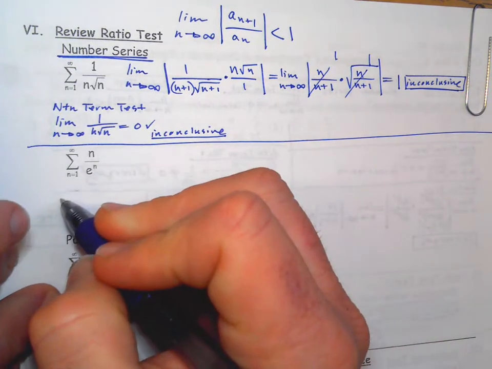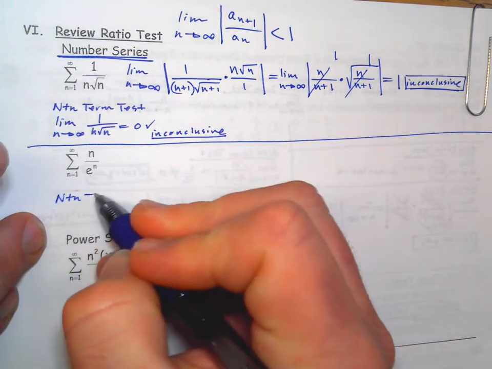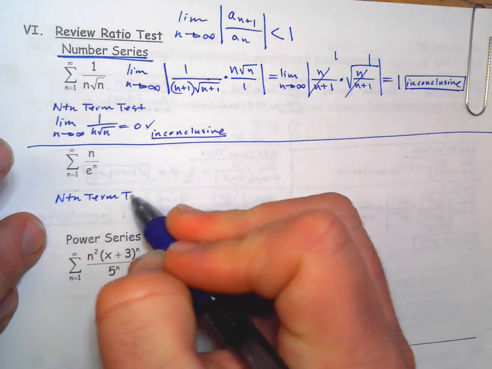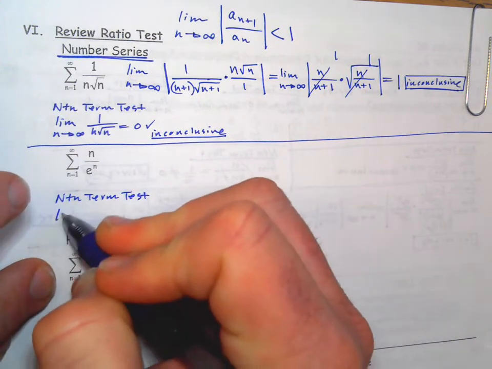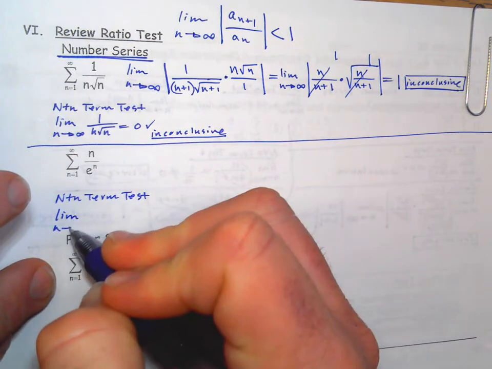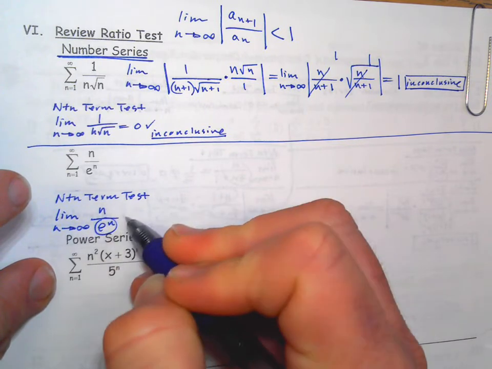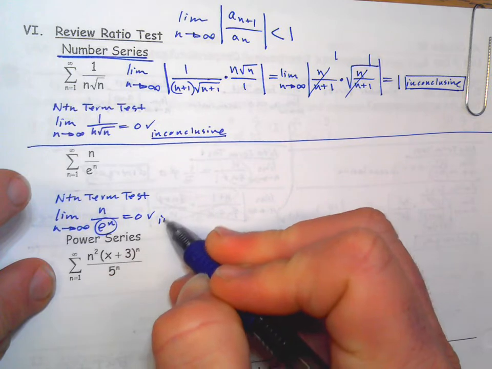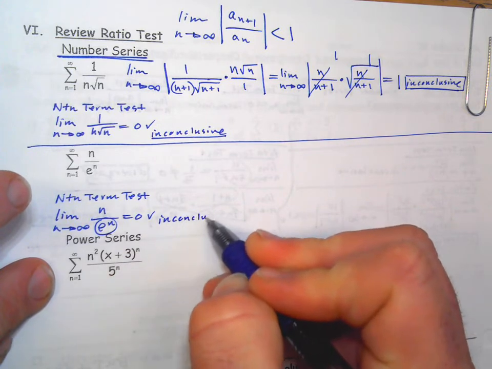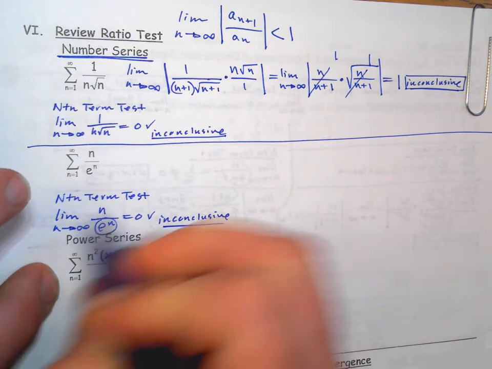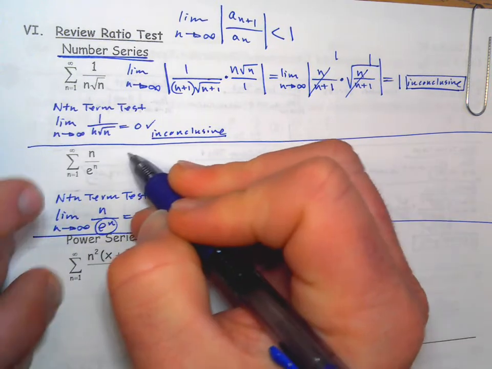Okay, next one. We could try the nth term test. So that last one, we don't know if it converges or not. Based off of 2 tests, we don't know. Now, e to the n is going to go faster than n, so it's going to go to 0, but that's inconclusive. So we're going to try the ratio test.